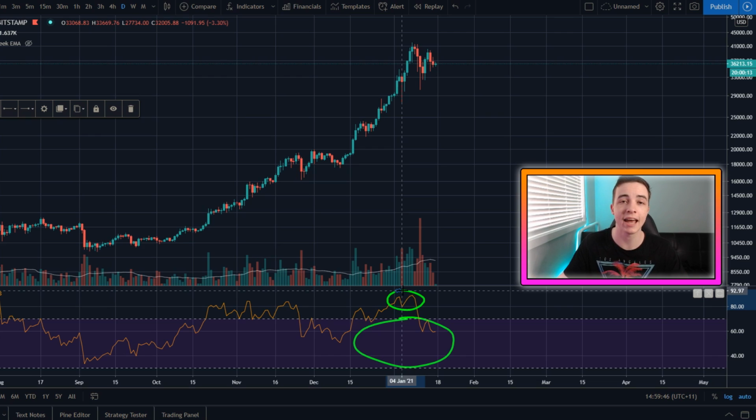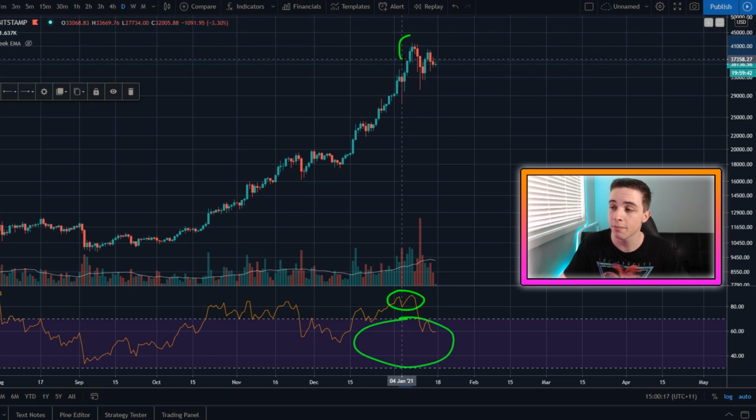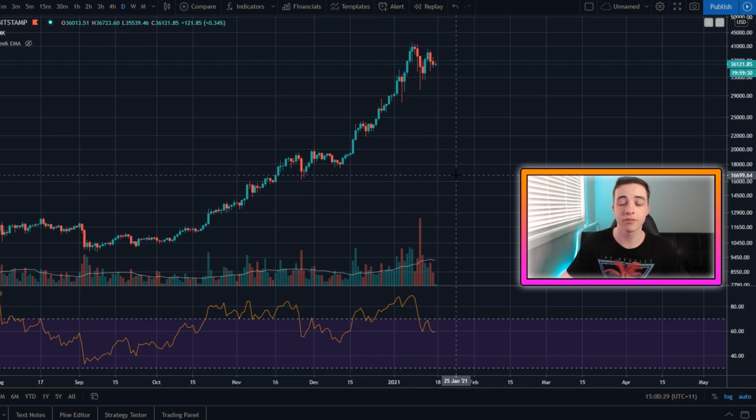Obviously, no indicator is 100% accurate, but these just help give you a good idea of where Bitcoin will probably be heading next. As you can see here, the RSI entered these overbought areas, and that's actually where Bitcoin topped out recently before it cooled off a little bit. So yeah, the RSI is definitely something useful that I always just have sitting on my chart.